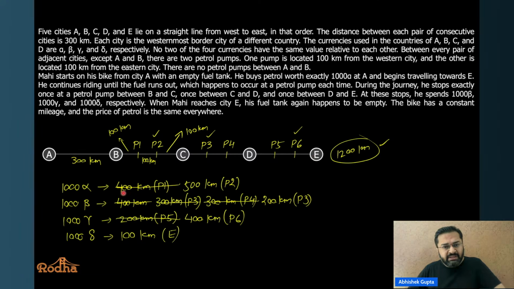So that way, the distances traveled in 1000 alpha would be 500, 1000 beta, 200, 1000 gamma, 400, and 1000 delta, 100. Since the mileage is constant, you can just think of these as distances, fine. But if you travel 500 in this and 200 in this, it's obvious that you definitely got more petrol in 1000 alpha than in 1000 beta. आपको definitely यहाँ पर ज़्यादा petrol मिला ना, तभी आप ये 500 चला पा रहे हो, यहाँ पर 200 चला रहे हो.